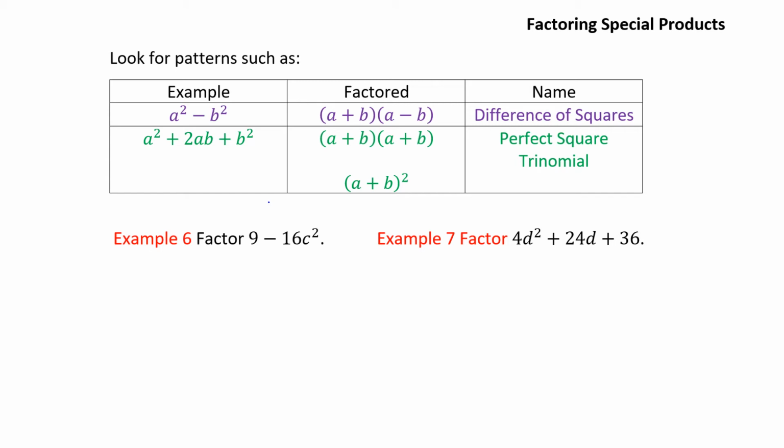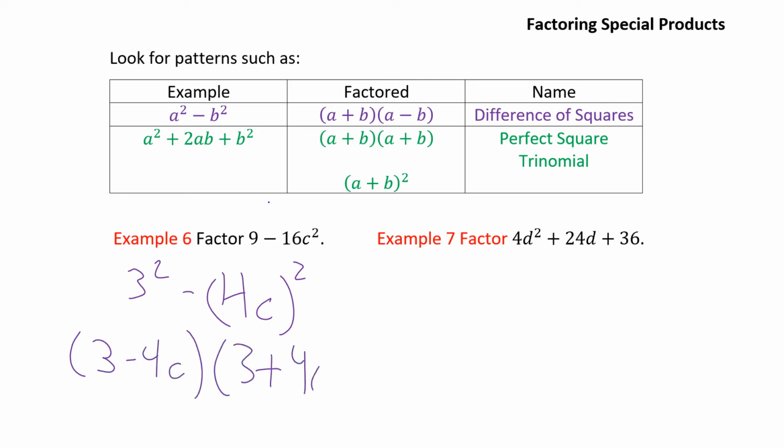Two more examples. First of all, in example 6, it's a binomial, and 9 is 3 squared, and 16 is 4 squared. C squared is c times c. So we're looking at another way of writing this, 3 squared minus 4c all squared. That should break into 3 minus 4c and 3 plus 4c.